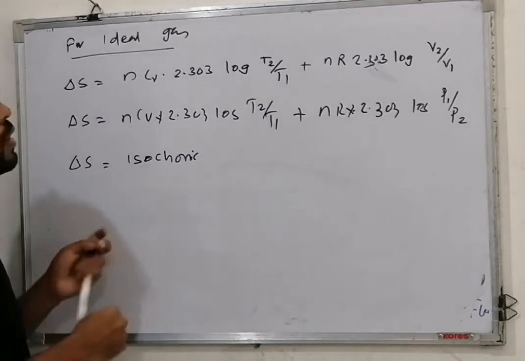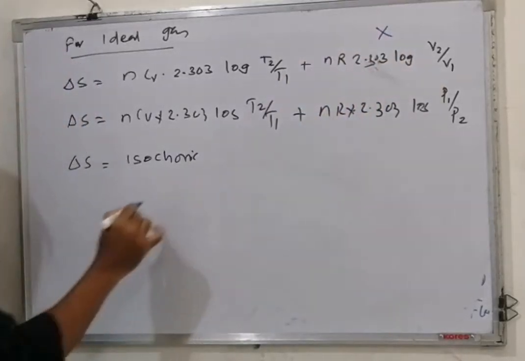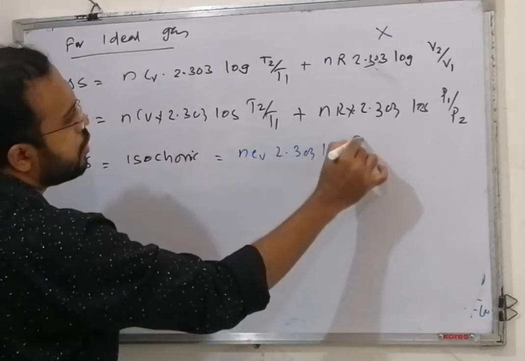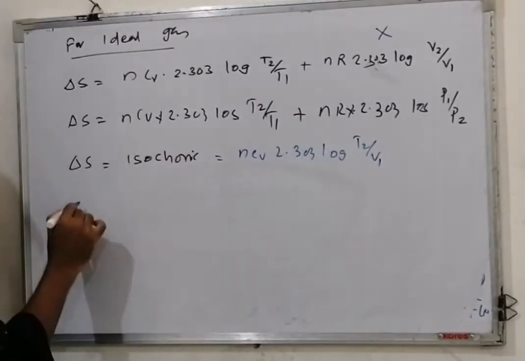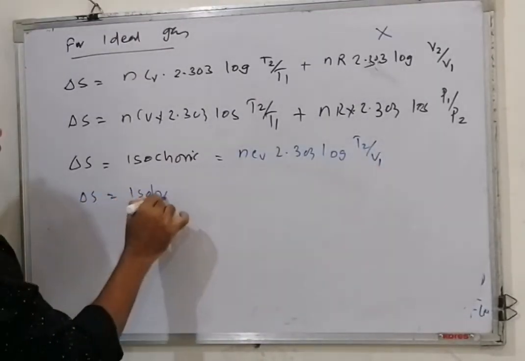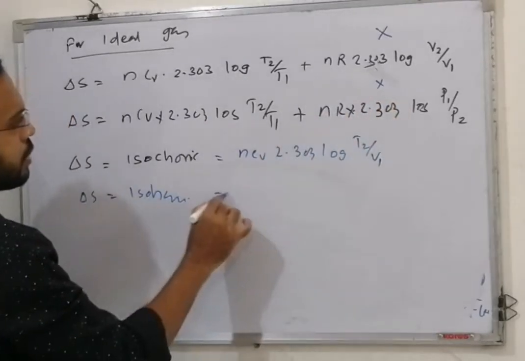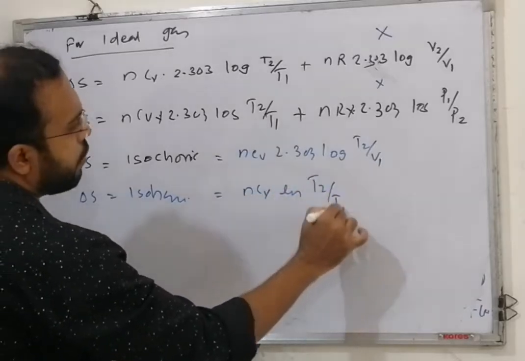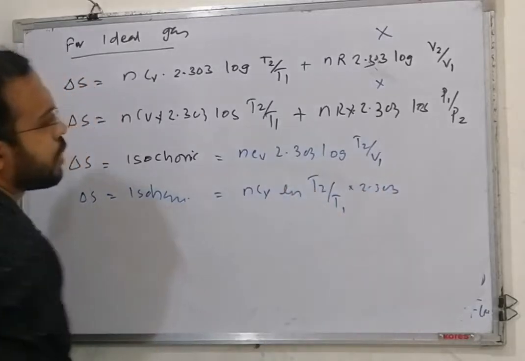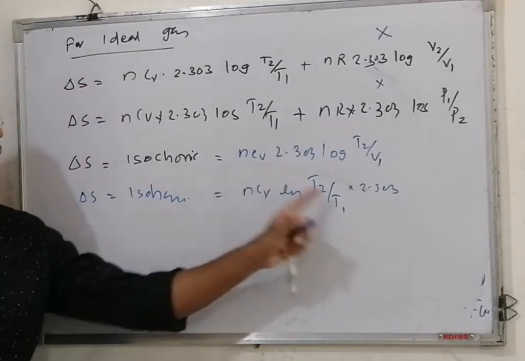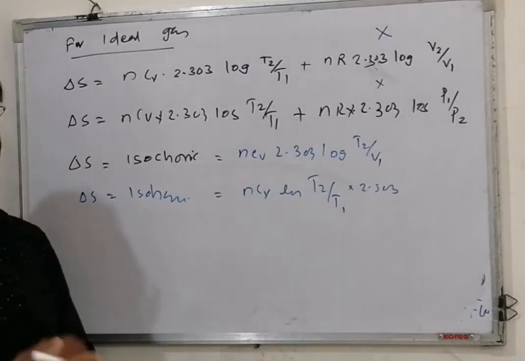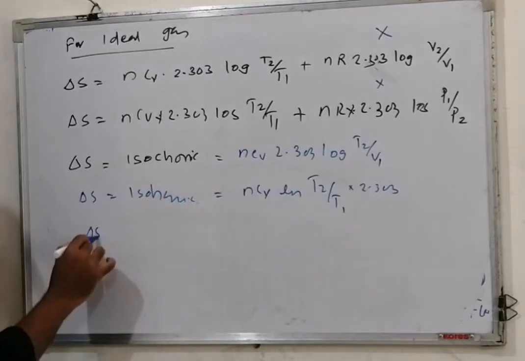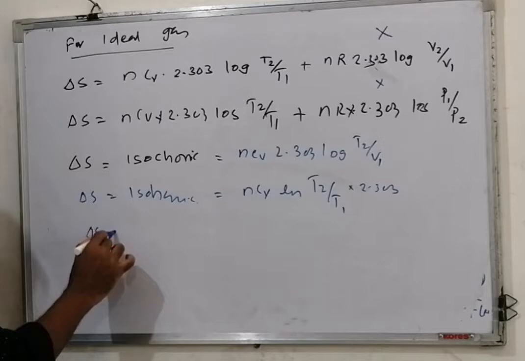For an isochoric, this word is 0. Therefore, NCV 2.303 log T2 by T1. Delta S isobaric, this term, okay? Therefore, NCV ln T2 by T1 into 2.303 for solving the numericals, okay? Ln, whatever you get, multiply with 2.303. I just give you the equation in different forms. Isobaric. Now delta S, isochoric, isobaric.